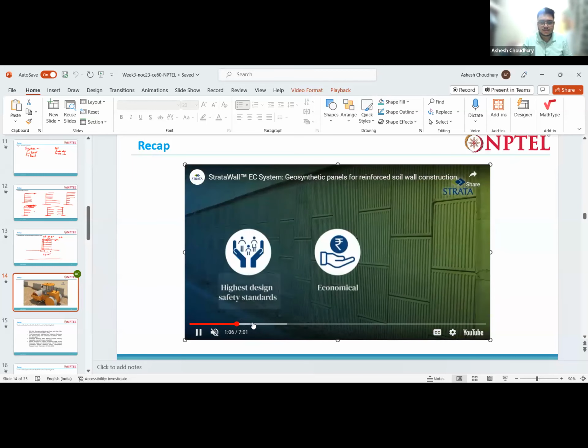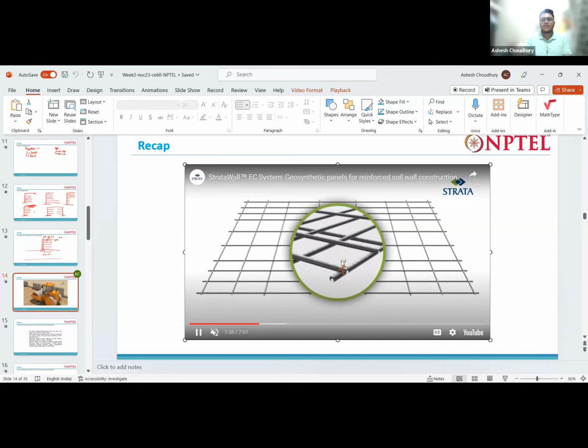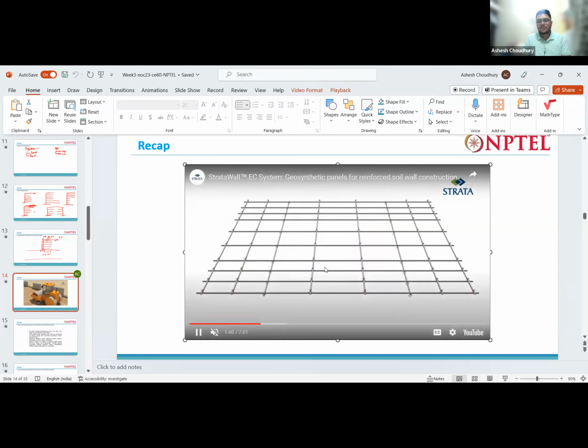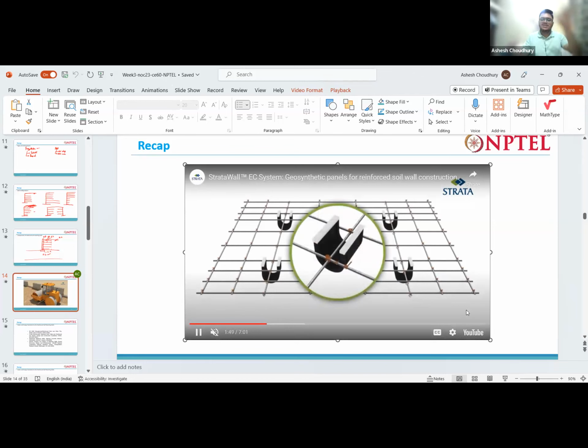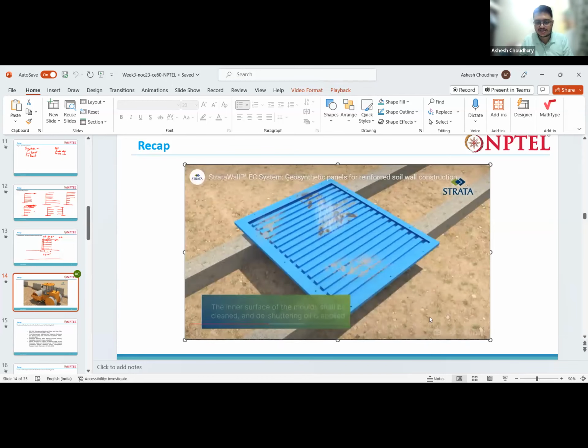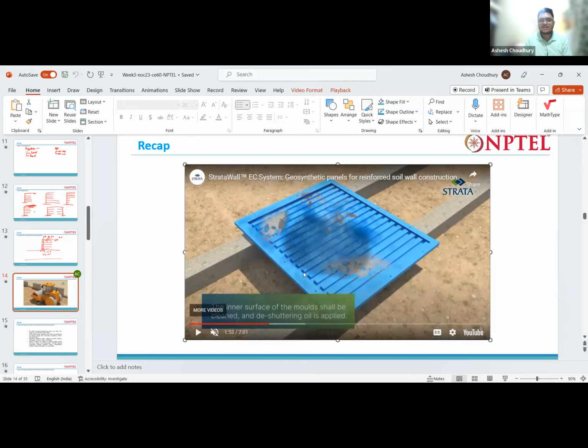This is what they are showing here, the construction of the facing block. This is the reinforcement of the facing block. Nominal reinforcement is provided, right? And here they are placing some spacers. Obviously, we need to put some spacers, the same way as in slabs in normal construction. The spacers are placed, and this is the mold.